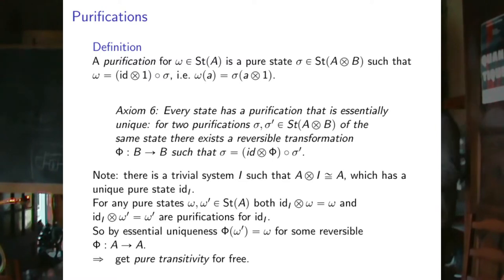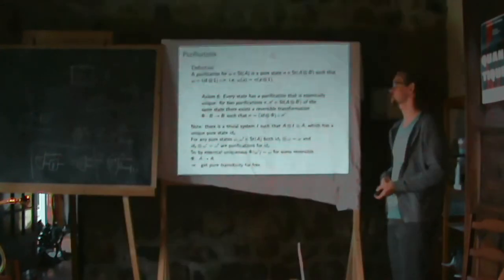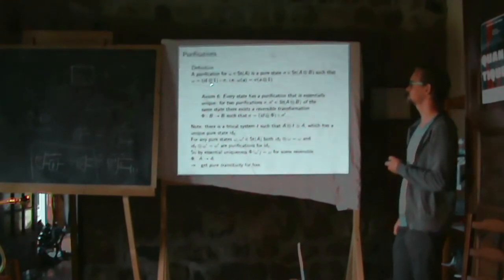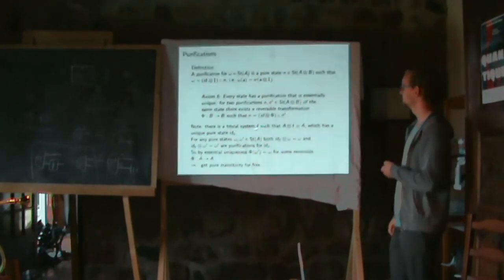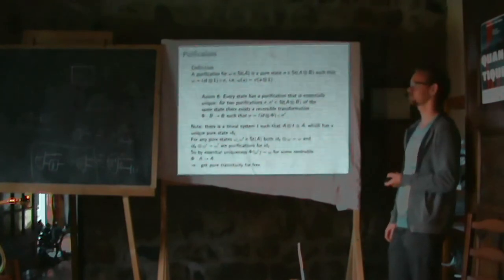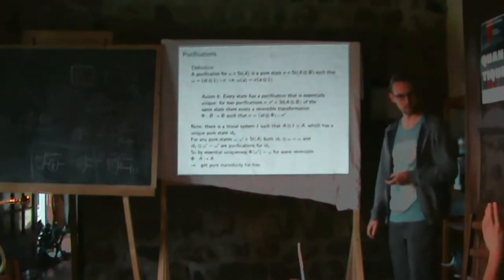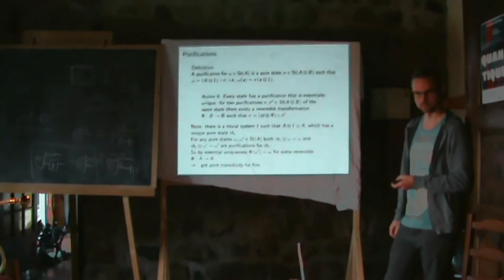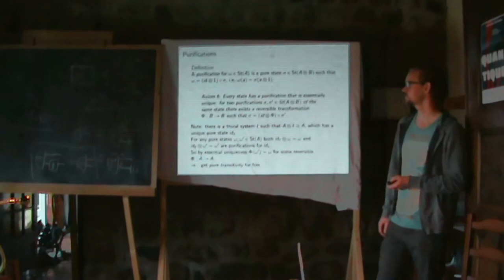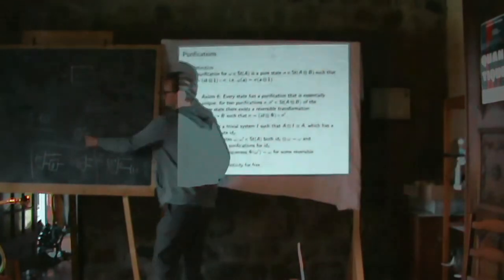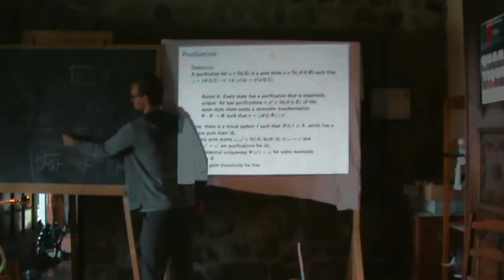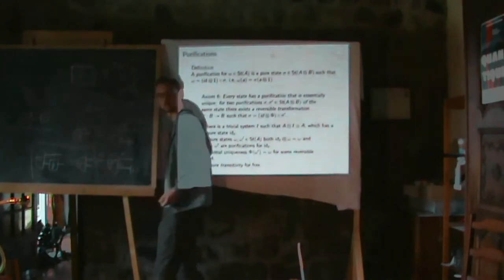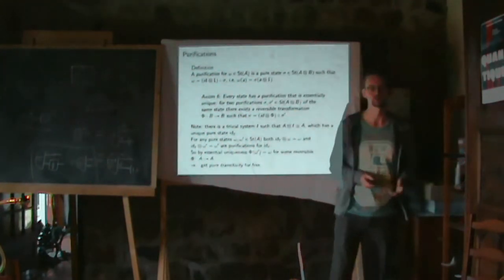So this axiom includes the pure transitivity axiom from Hardy. It's sort of hidden inside this thing, which I always have found sneaky. Because for me, the interesting thing is that you have a purification, and the essential uniqueness seems a bit arbitrary. But this is when you're saying that you have this trivial system. The way they define a state, a state for them is a morphism from the trivial system, which they don't write a label for, to system A. So they need the trivial system to talk about states.